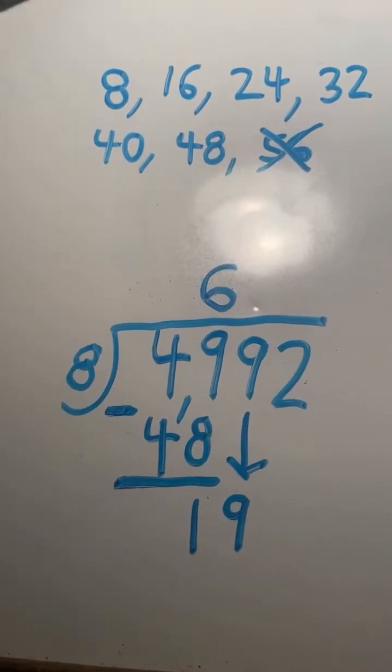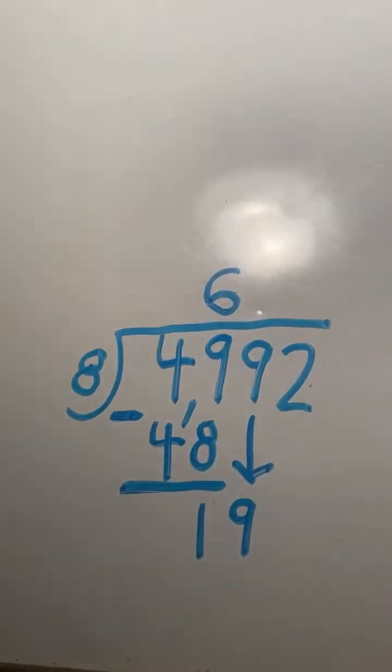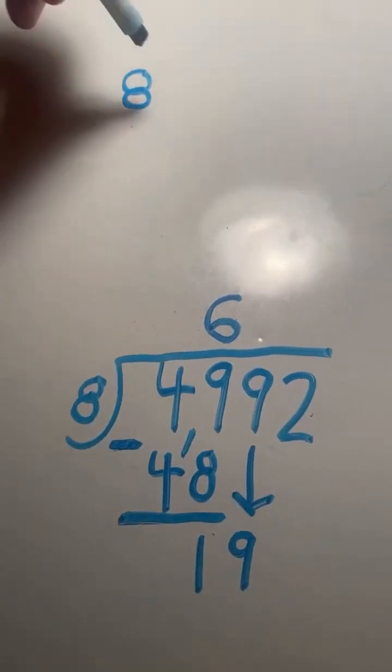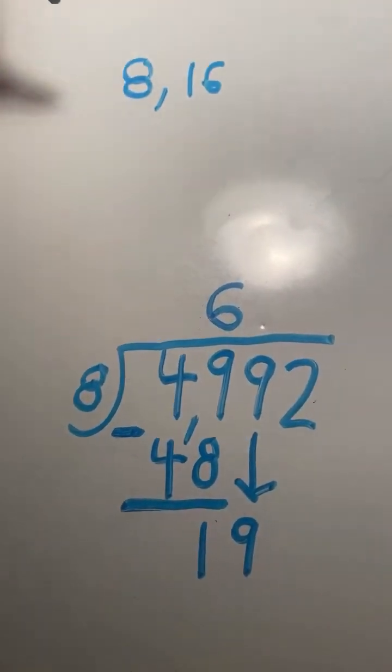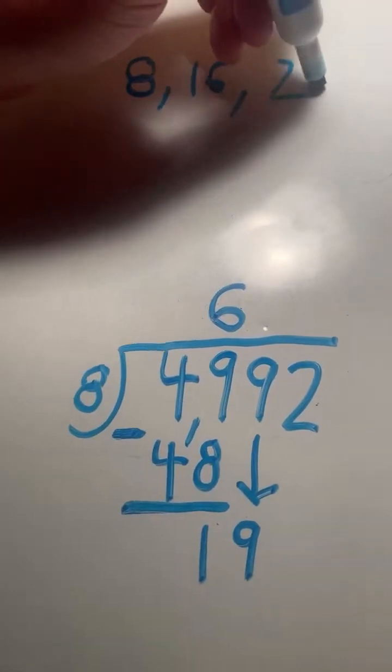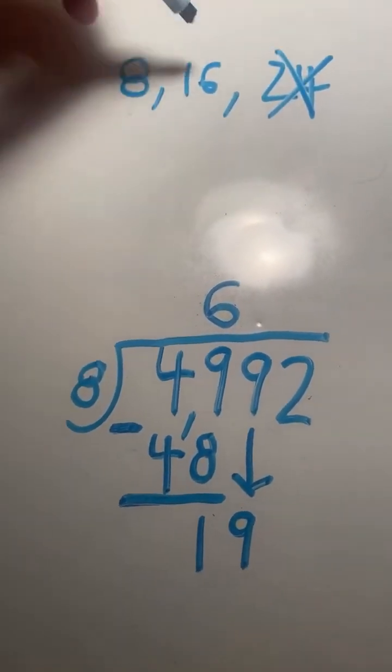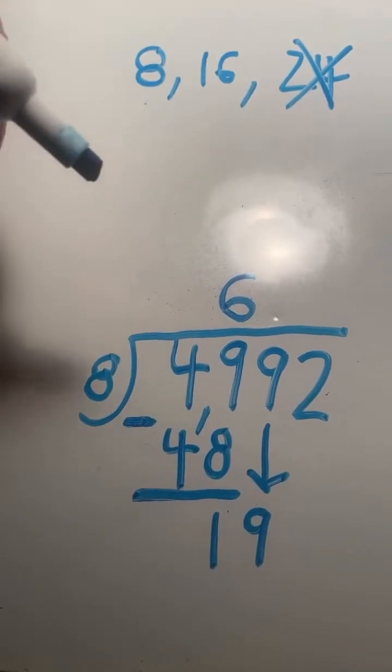Now 19 divided by 8, I've got to figure out how many groups of 8 we can get in 19 without passing it. So 8, 1 group so far. 16, we have 2 groups of 8. If I count by 8 again, I'll be too far, right? 24 is past 19. But I was able to get 2 full groups of 8 within 19.